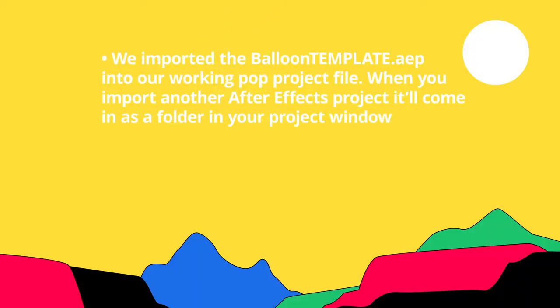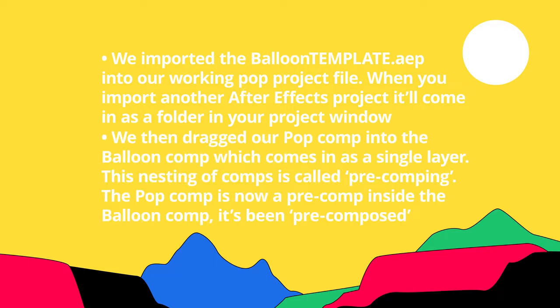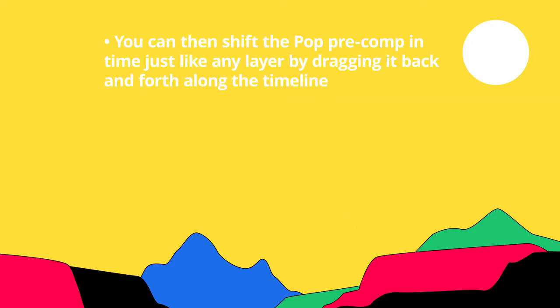Let's quickly recap the steps we went through to composite our animation. First, we imported the balloon template.aep project into our pop animation project. I then gave you a very general overview of how the balloon animation was put together inside the balloon comp. After that, we dragged our pop comp into the balloon comp. We then shifted the pop animation along in the timeline so that the pop starts exactly when the balloon pops.